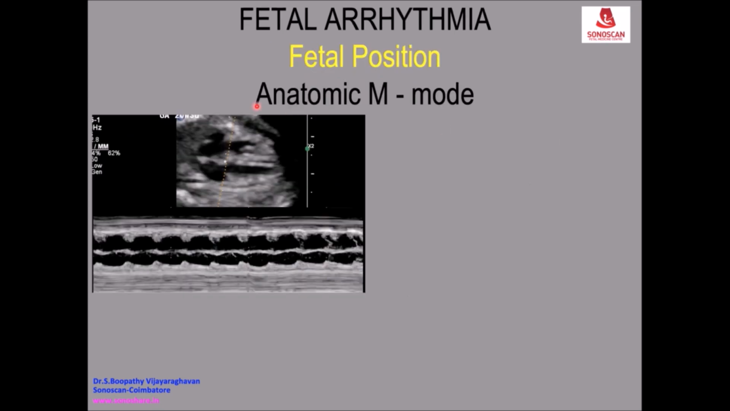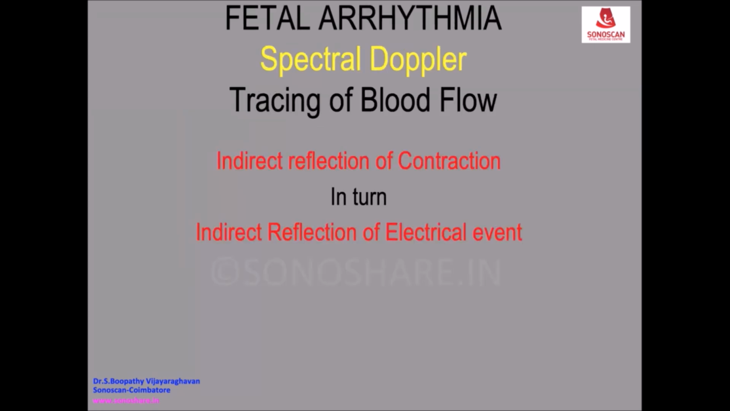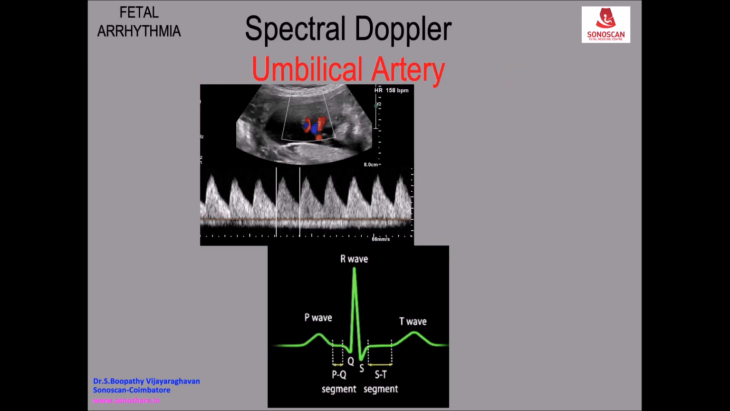So here, this is the normal line, but the tracing has actually been obtained by an anatomical M mode placed through the ideal placement of the line. So you get a very good tracing of the contractions. So this is how we see the reflection of the electrical event. LV inflow and outflow: one of these sites has to be used.